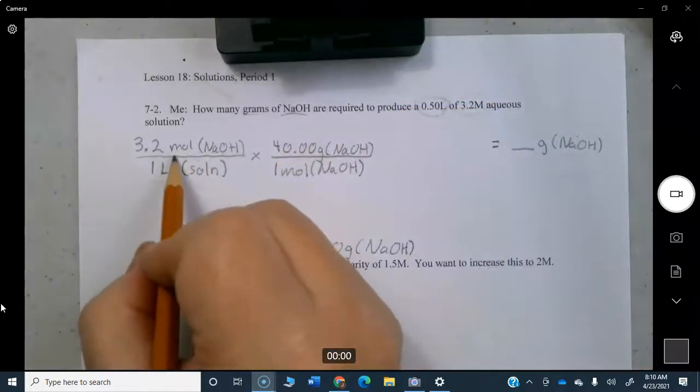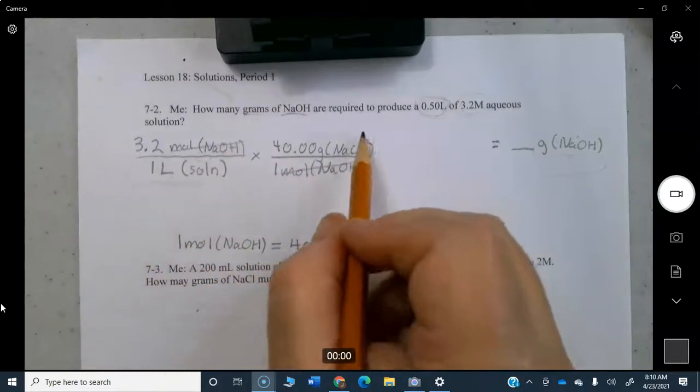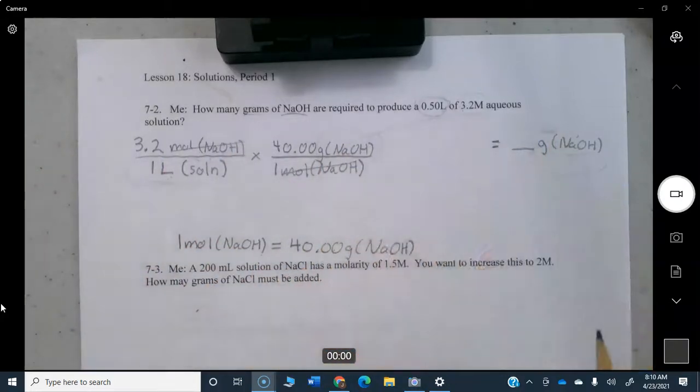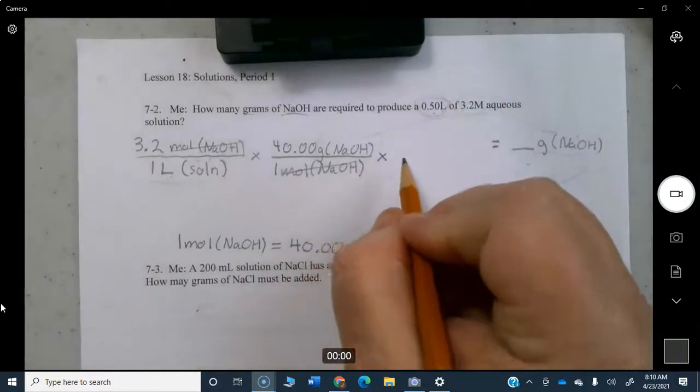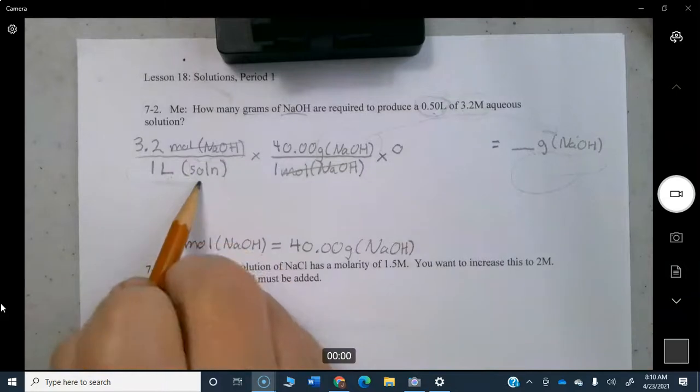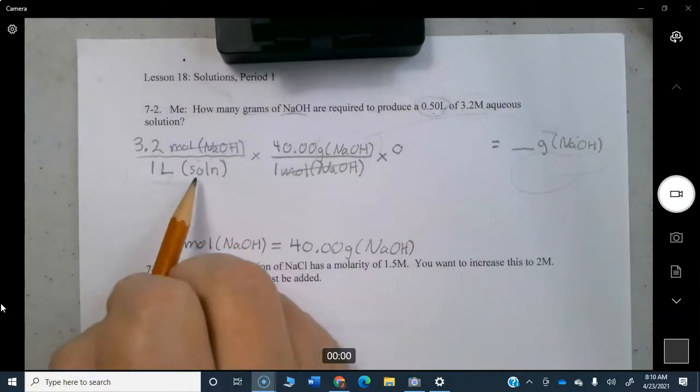So moles of NaOH and moles of NaOH. Now grams of NaOH is what you want in the final answer. Now we have liters here and nothing here, so that means we have to put this liter up on the top. And you got to be sure it is liters of solution. It could be liters of just the solute or the solvent.